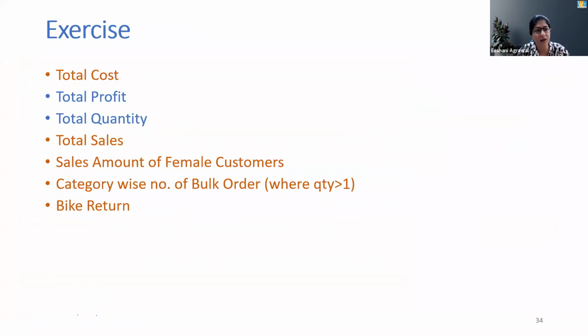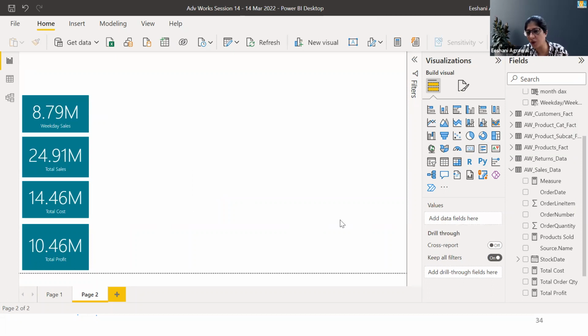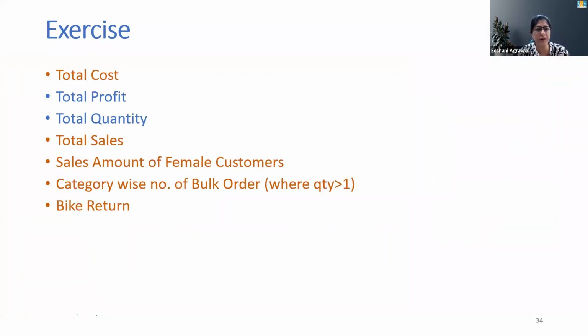Okay, so this is done. Total quantity, I think we had already found out, right? Total quantity is already there. Total sales is already there.